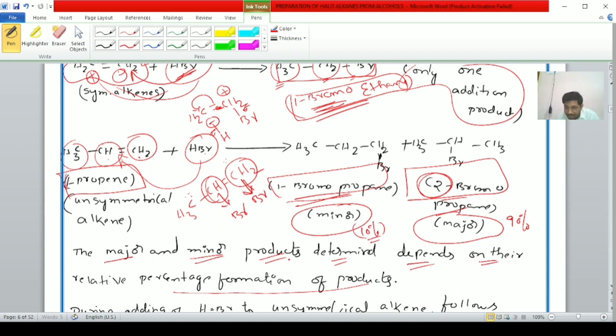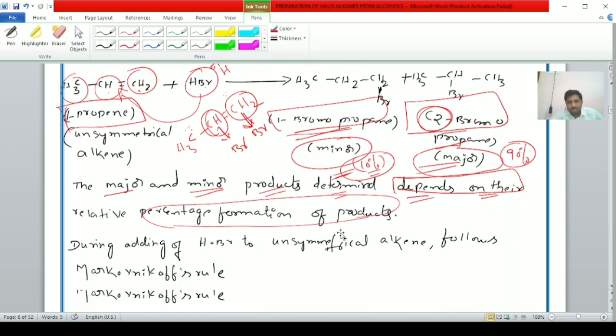The major and minor products formed depend on their relative percentage formation of product, depending upon the relative abundance. If the highest percentage of product is formed, that is the major product. If a lesser percentage of product is formed, that is the minor product.